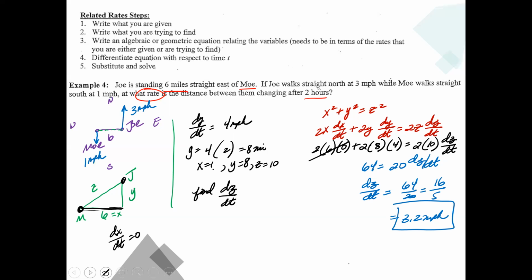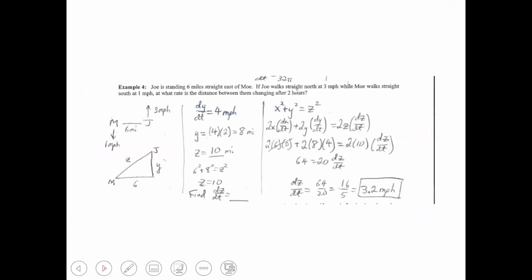And if you were not sure how we got dy over dt, dy means the change of y. If you look at the y, it is going to be Joe moving at 3 miles per hour, Mo moving at 1 mile per hour. So 3 plus 1, because they're moving in opposite directions, is going to give you 4. And that is your answer. All right, so let's go on to the next part.